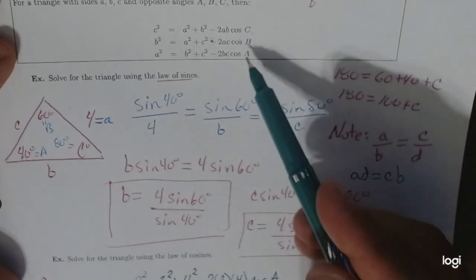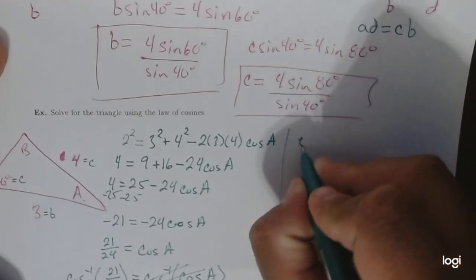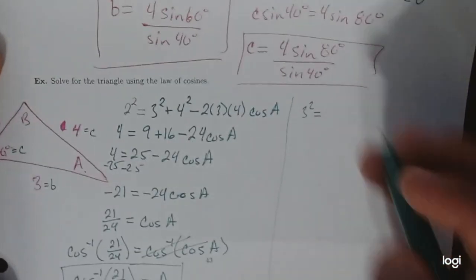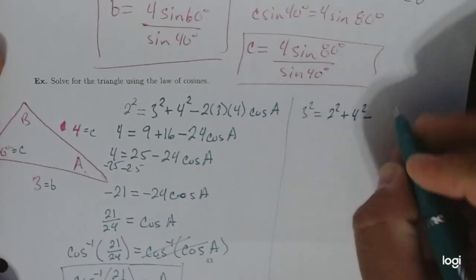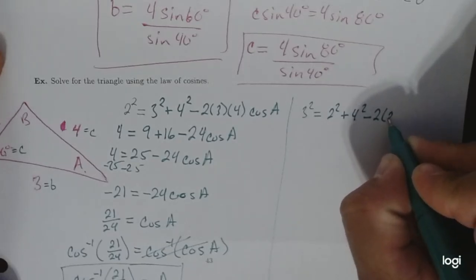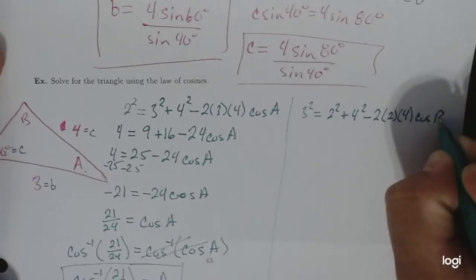So now we're just going to use the middle one itself. So it's going to be B squared. So it's going to be 3 squared, so that's 3 squared is equal to A squared plus C squared. So A squared is 2 squared plus C is 4 squared. And again, minus 2 times A times C times cosine B.